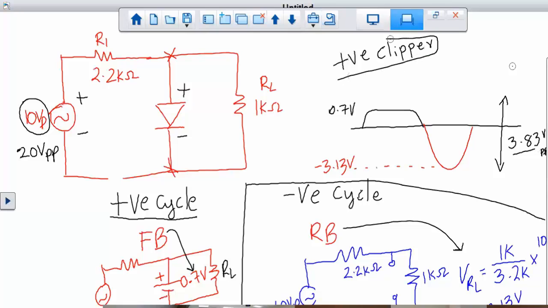So in general, we've got a clipper. Yes, a clipper will clip the voltage. Usually you find that flat line, right? Positive. Yeah, this is just a shortcut for writing positive.